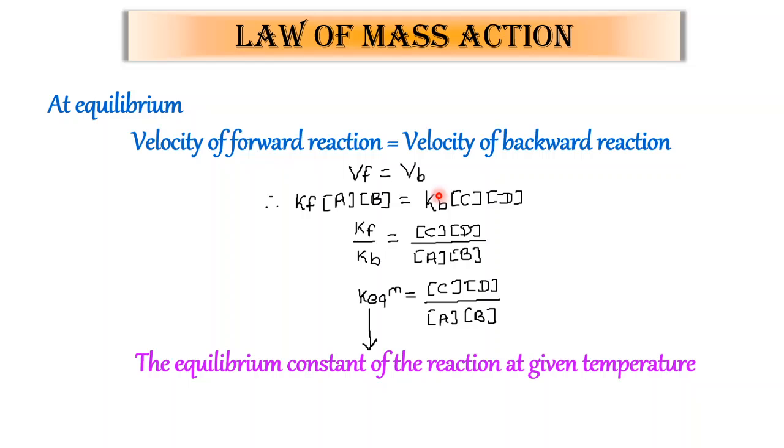Now I will rearrange the terms. As I bring this Kb from the right hand side to the left hand side, it will become Kf upon Kb, and on this side, I am transferring this term from the left to the right hand side. So concentration of C into concentration of D divided by concentration of A into concentration of B. And this Kf divided by Kb becomes the new constant, and that is called the equilibrium constant. So this is how, by using the law of mass action, we can derive the equilibrium constant for any chemical reaction.